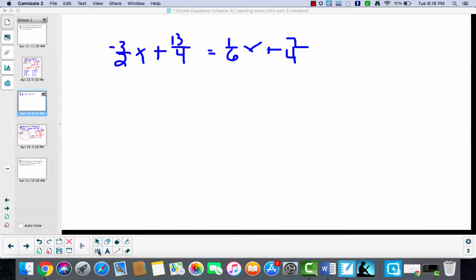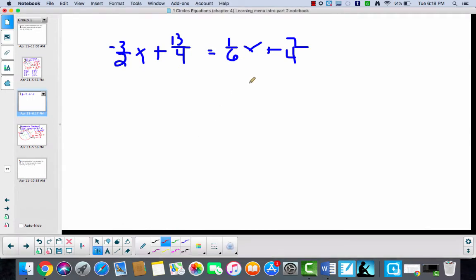All right, so now we're just going to do a little bit of algebra here. We're going to bring our x's together, so I'm going to add 3/2 x to both sides. I brought it to this side so my x's would be positive, which means I need to move this 7/4 to the other side. I'm going to do that by subtracting.